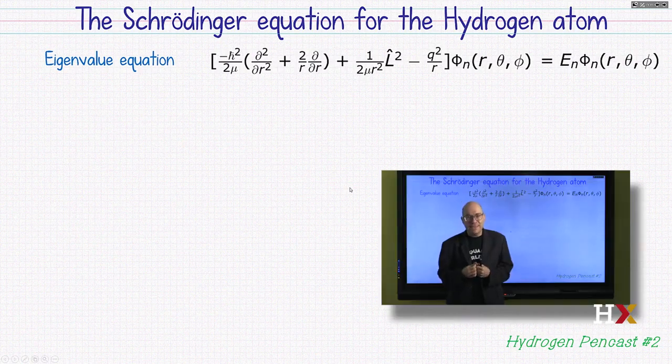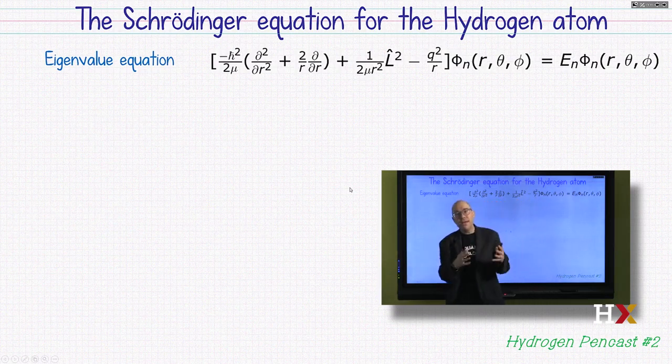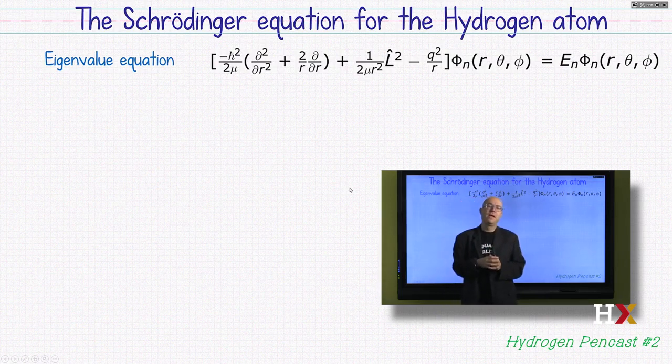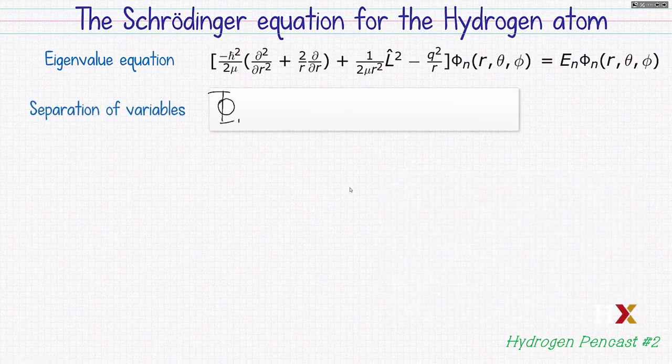I'm going to guess that there is a separation of variables in which the eigenfunctions phi of n will be written as a product of radial functions that depend on radius, and then angular functions that depend on theta and phi. Furthermore, these angular functions, I'm going to make an ansatz, will be the spherical harmonics because of the spherical symmetry of the electron cloud around our hydrogen atom. Okay?